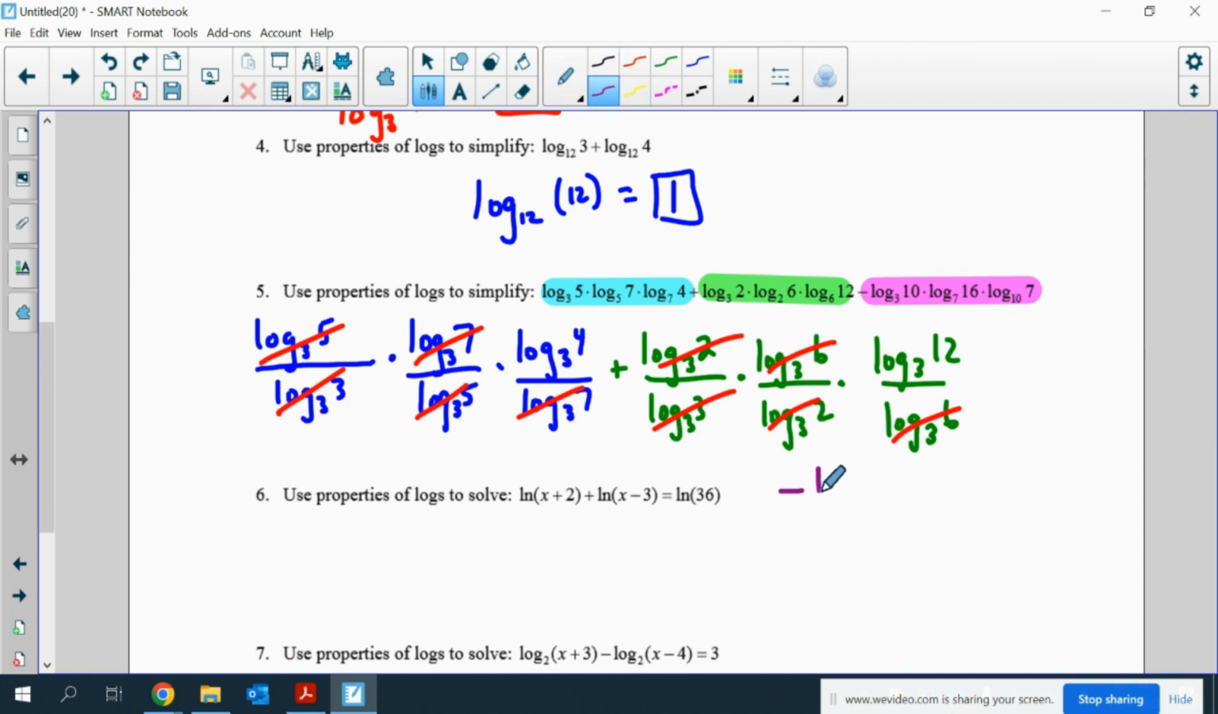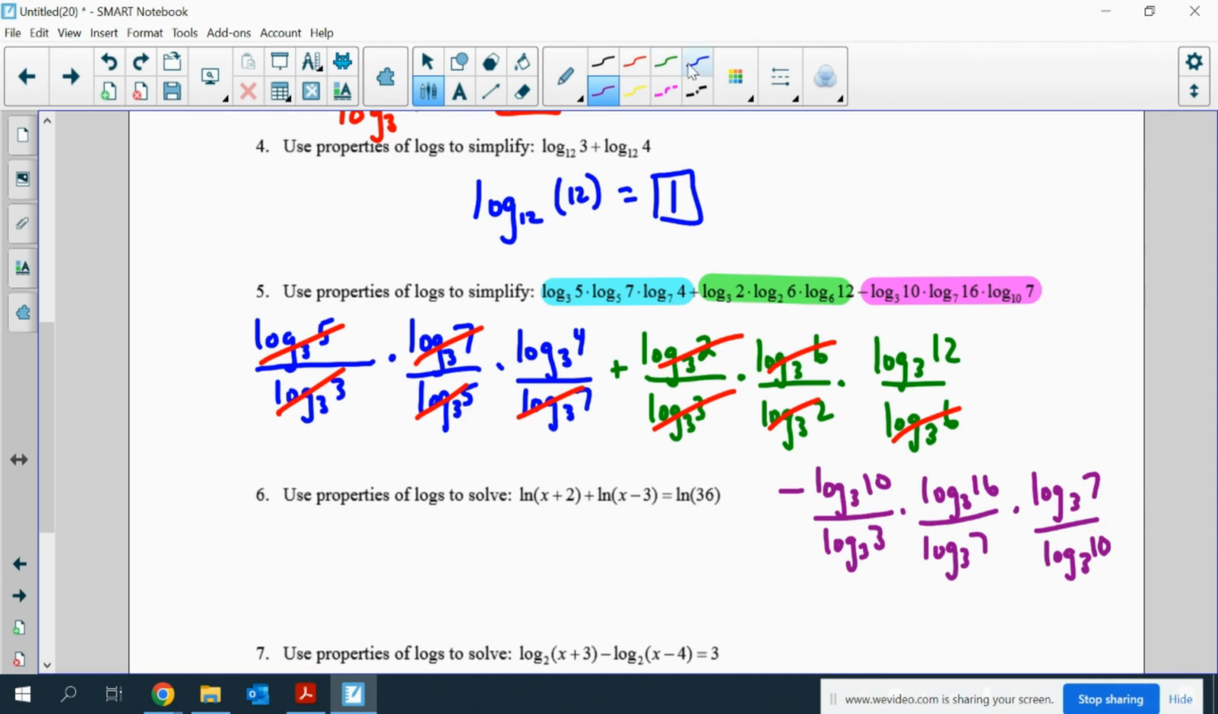Likewise, I have a subtraction, but I have log base 3 of 10 over log base 3 of 3 times log base 3 of 16 over log base 3 of 7 times log base 3 of 7 over log base 3 of 10. So notice a lot of these things cancel. Log base 3 of 10, log base 3 of 7, log base 3 of 3 is 1. So now what I have is log base 3 of 4 plus log base 3 of 12 minus log base 3 of 16.